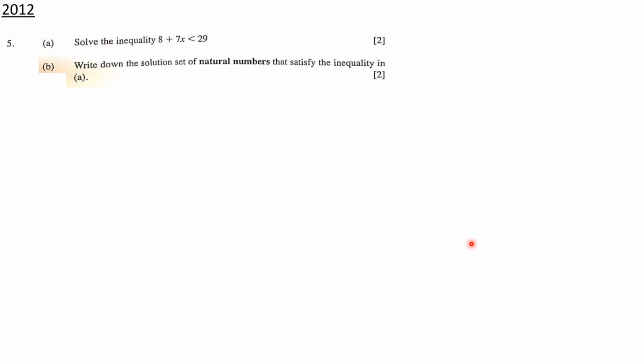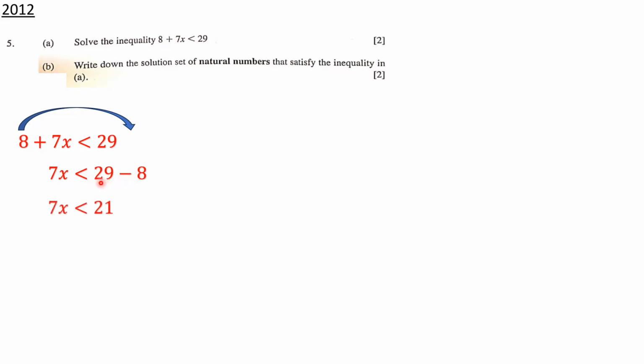This one says, solve the inequality 8 plus 7x is strictly less than 29. Write down the solution set of natural numbers that satisfy the inequality in A. So what we're going to do is send over the 8. Now we have 29 minus 8. And so we have 7x is less than 29 minus 8. 29 minus 8 is definitely 21. We divide both sides by 7, and this is a positive 7, so we do not have to change the sign.